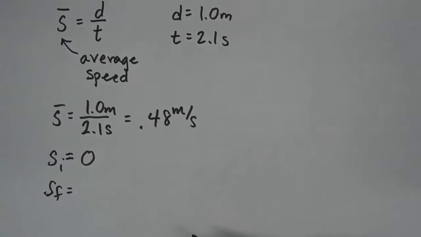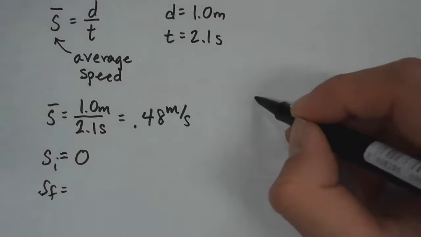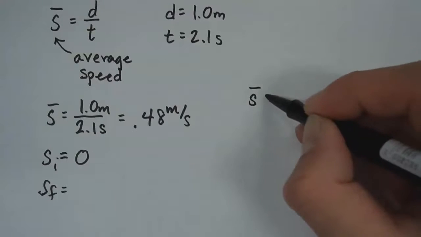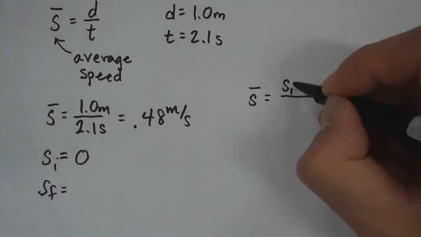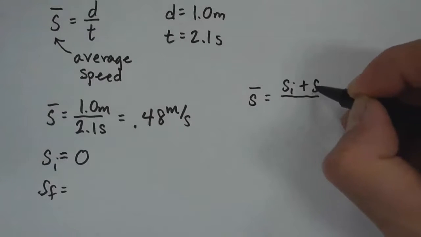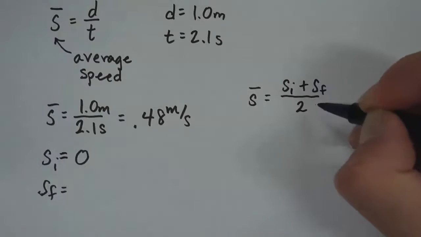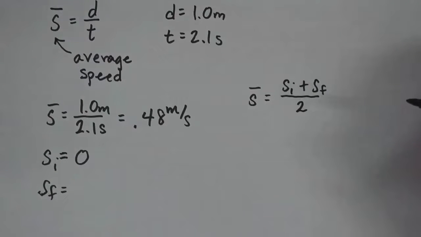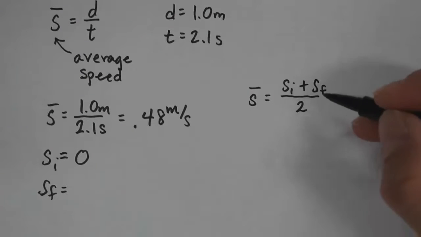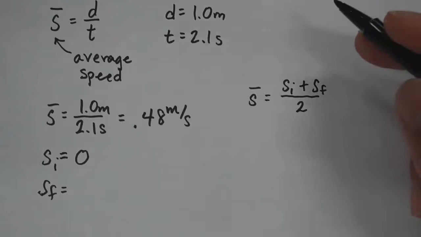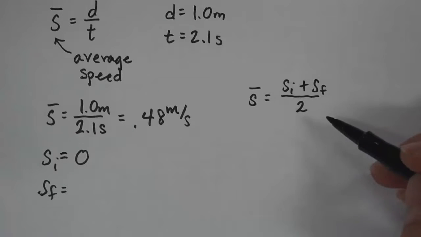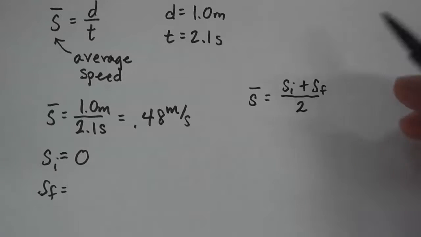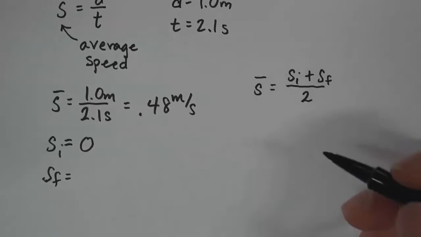Okay, so we can derive an equation here. We know that the average speed here is going to be the initial speed plus the final speed, divided by 2. So this is just like if you had two numbers and you want to find the average of the numbers, you just add them up and divide by 2. Now this is going to work because this ball is rolling down at constant acceleration. So this only works for a specific situation such as this situation. So I just want you to be aware of that.